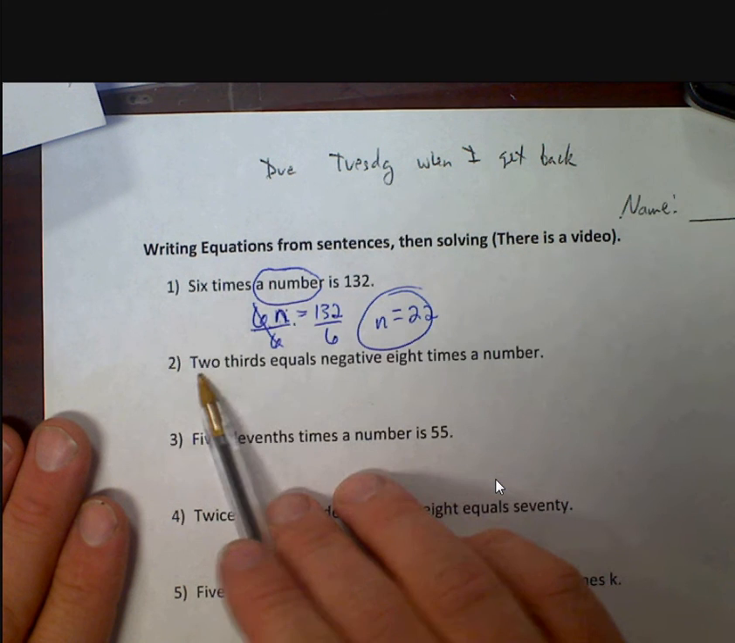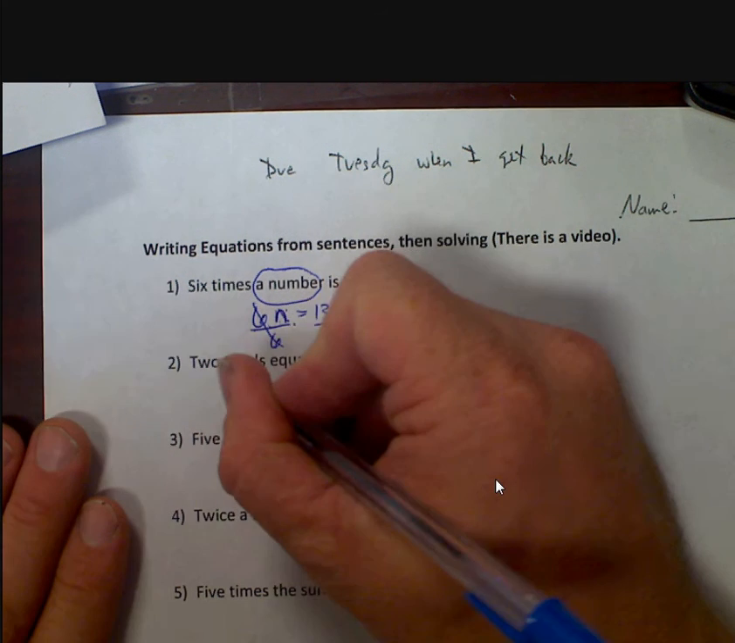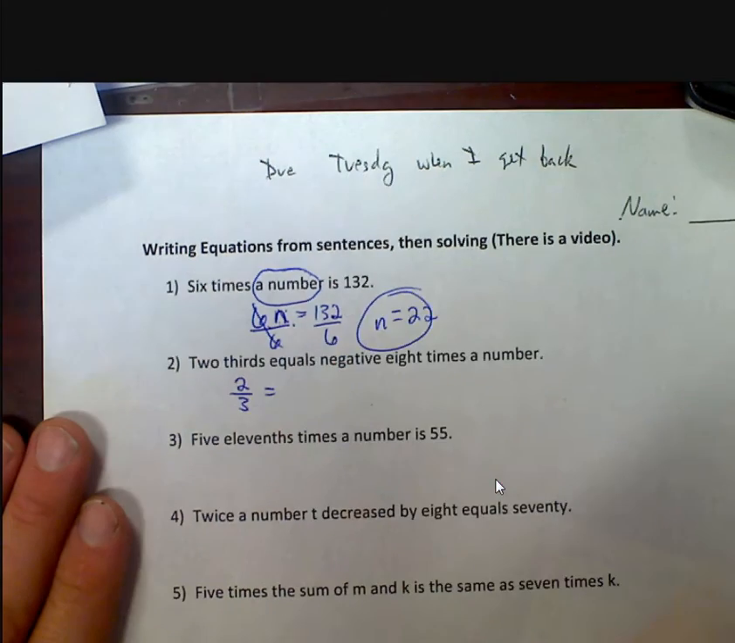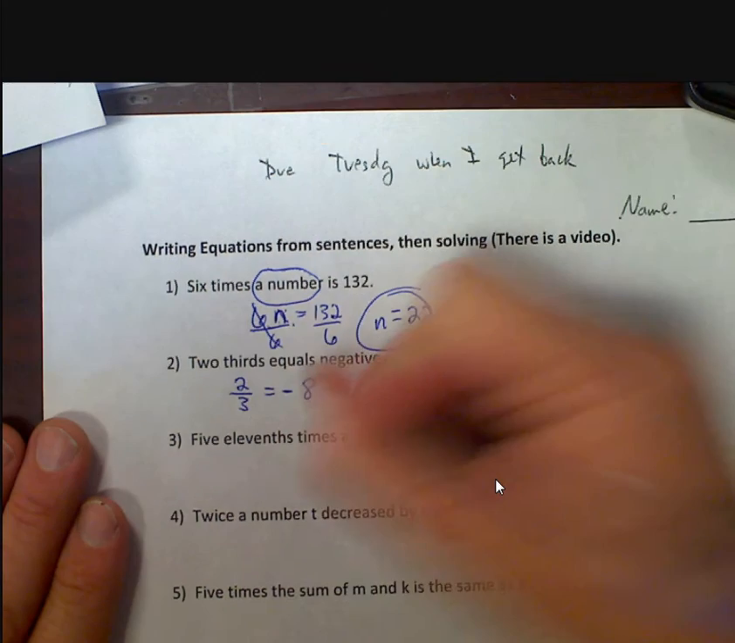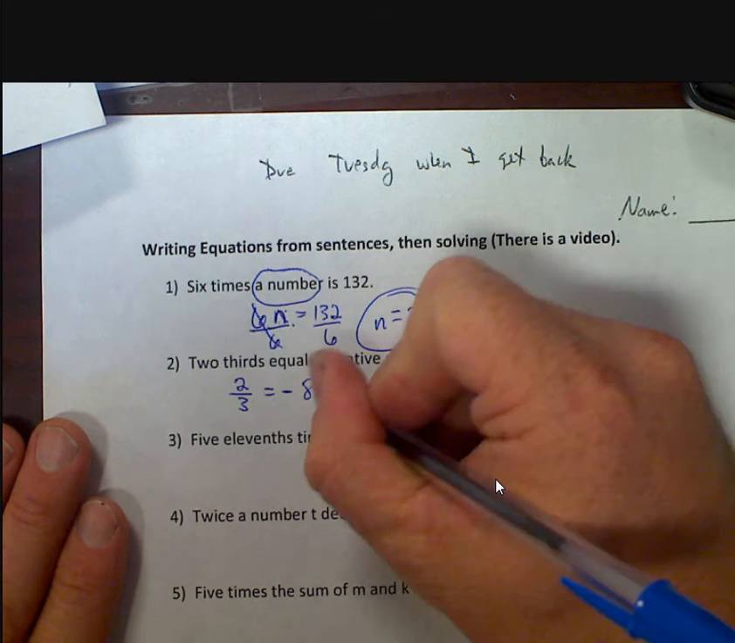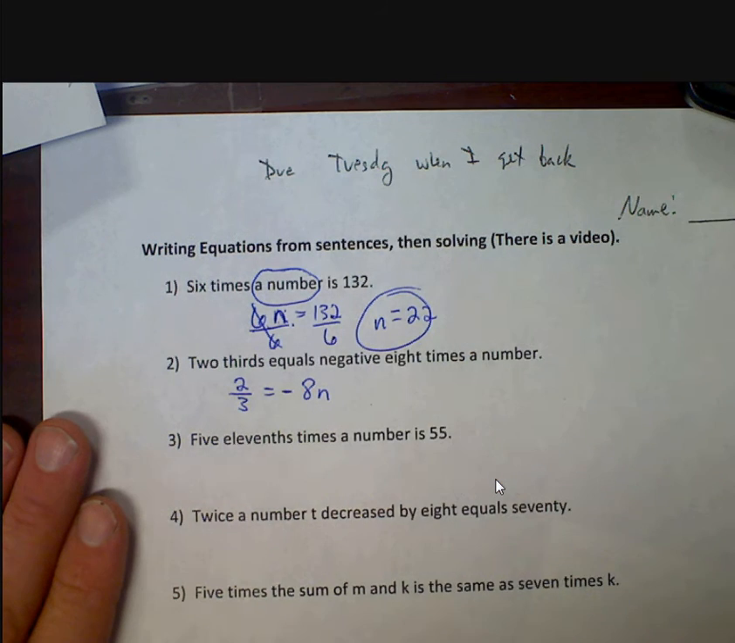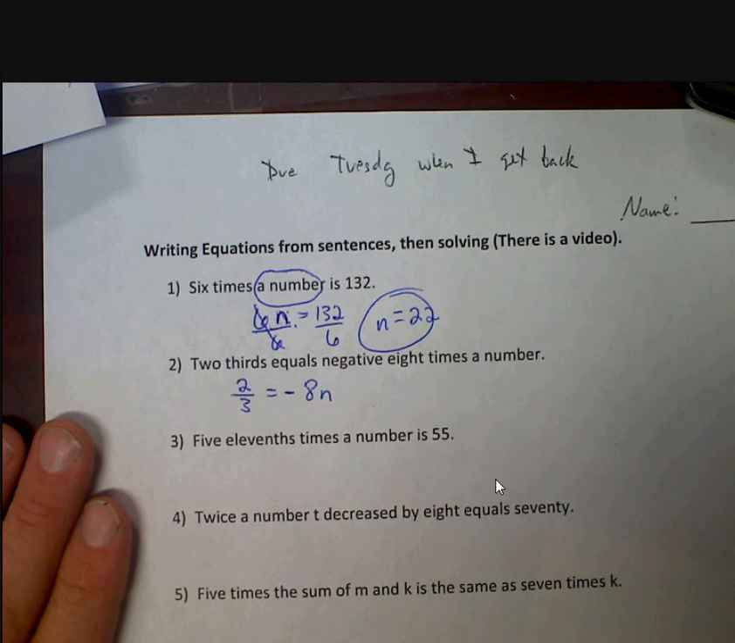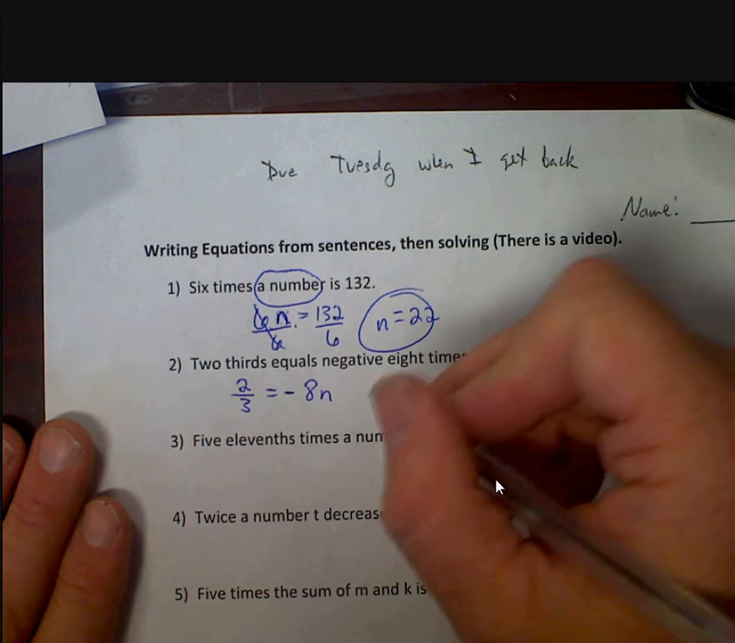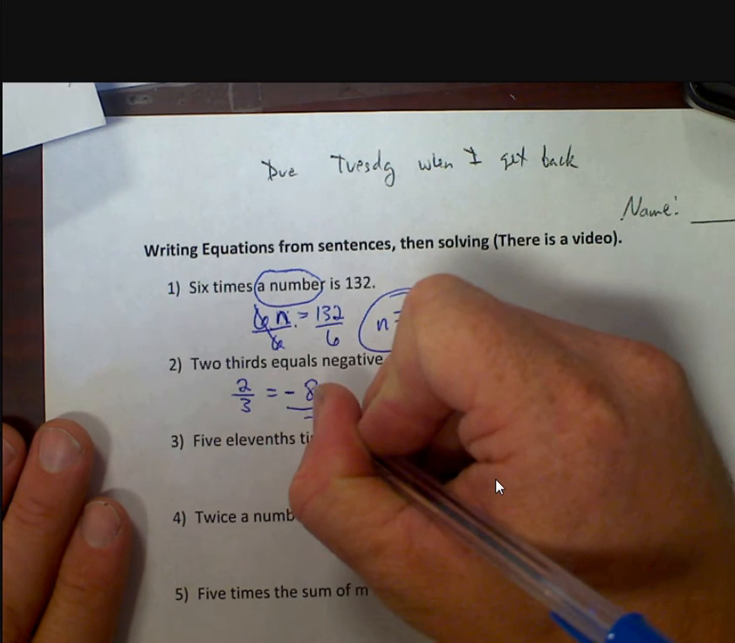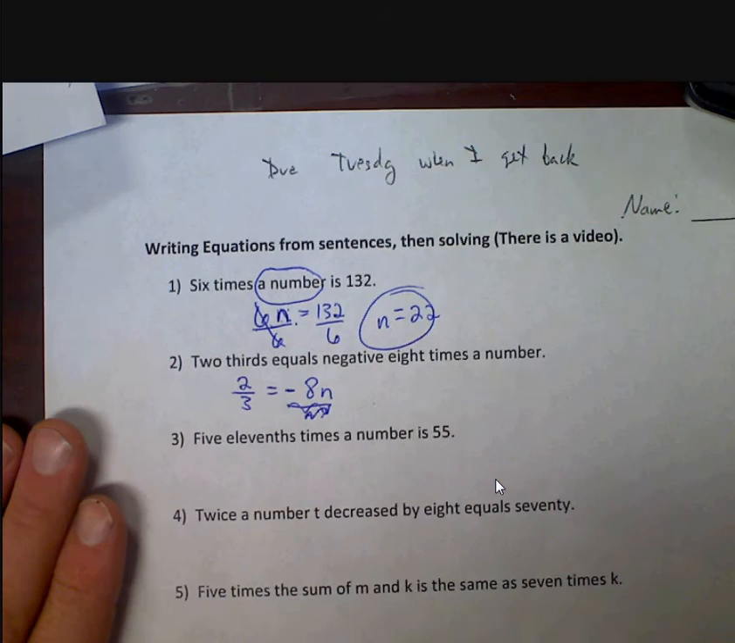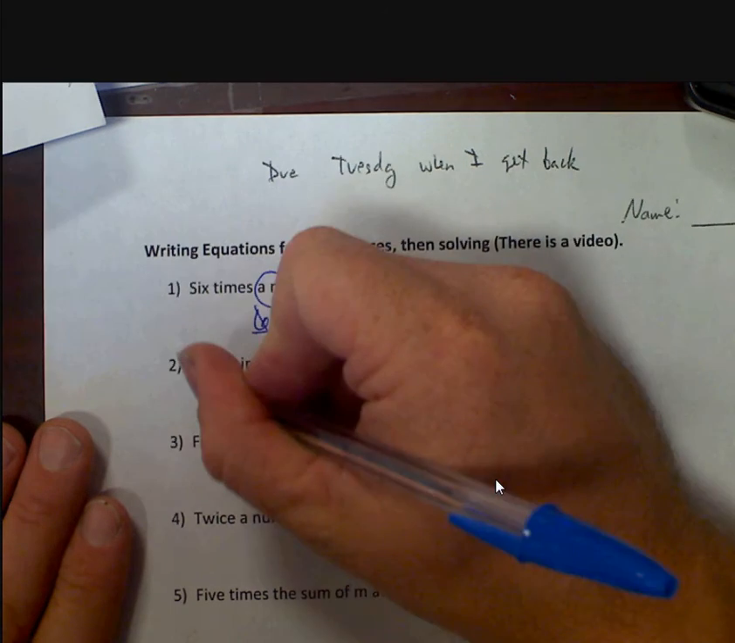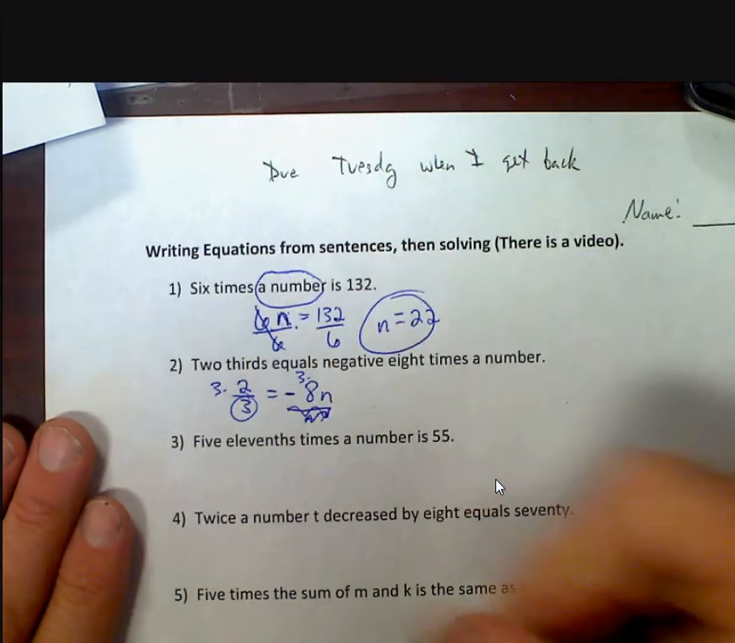Next it says 2/3 equals, I know what 2/3 is, 2 over 3, equals -8 times a number. Times is the same thing as just keeping them together. I don't have to put a times sign if I don't want to. -8n. Well, the way in which I taught you is, I actually have a fraction, so I'm going to go ahead and multiply everything by 3.